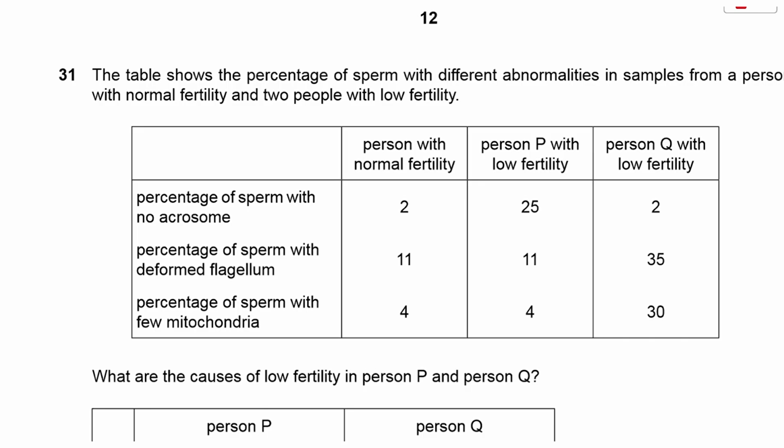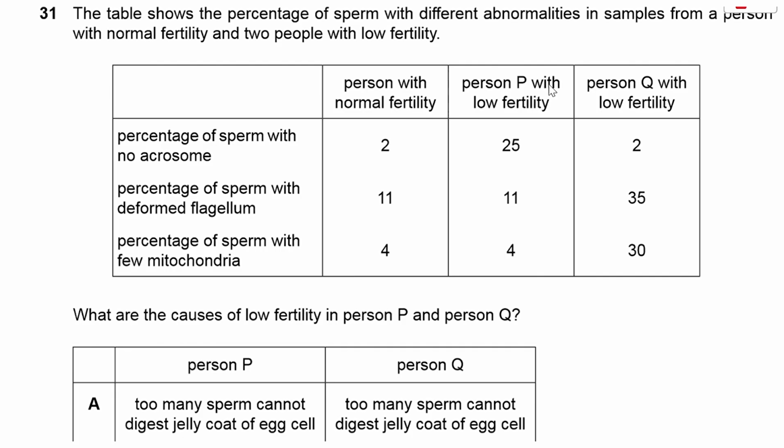Number 31 says, the table shows the percentage of sperm with different abnormalities in samples from people with normal fertility and people with low fertility. So person 1 is a person with normal fertility and persons P and Q are people with low fertility. Okay, so we start with percent of sperm with no acrosome. For a normal person it is just 2. For person P, 25% don't have an acrosome. And for person Q, it's also 2%. Percent of sperm with deformed flagellum for a normal person is just 11. Person P is 11 also, but person Q, it is 35. Percent of sperm with fewer mitochondria is just 4 for a normal person and 4 for person P, but 30 for person Q.